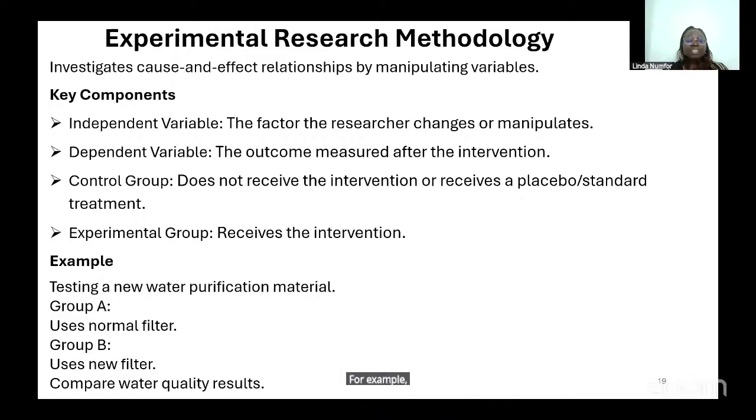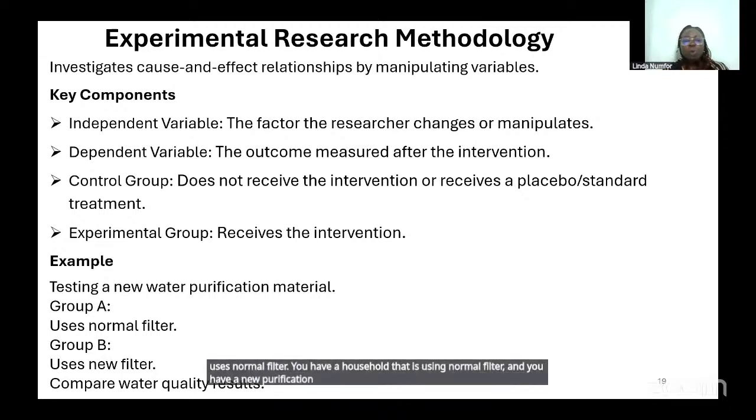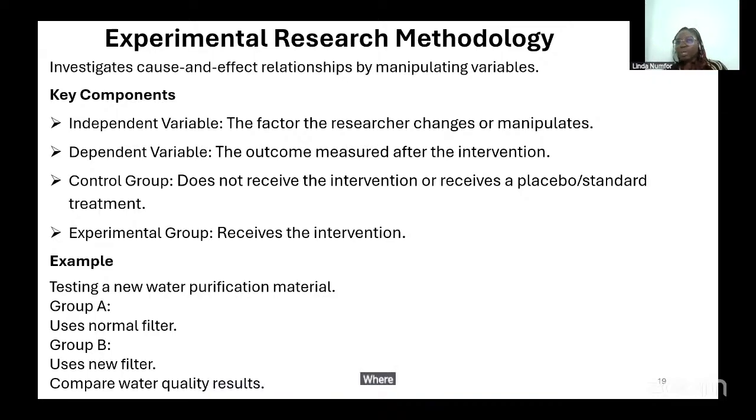For example, testing a new water purification material. Group A uses the normal filter. You have a household that is using the normal filter, and you have a new purification material, where you now, in group B, use another household. So you compare this filter and this filter. Now you see the effect. Those who use the normal filter, how is the water pure?